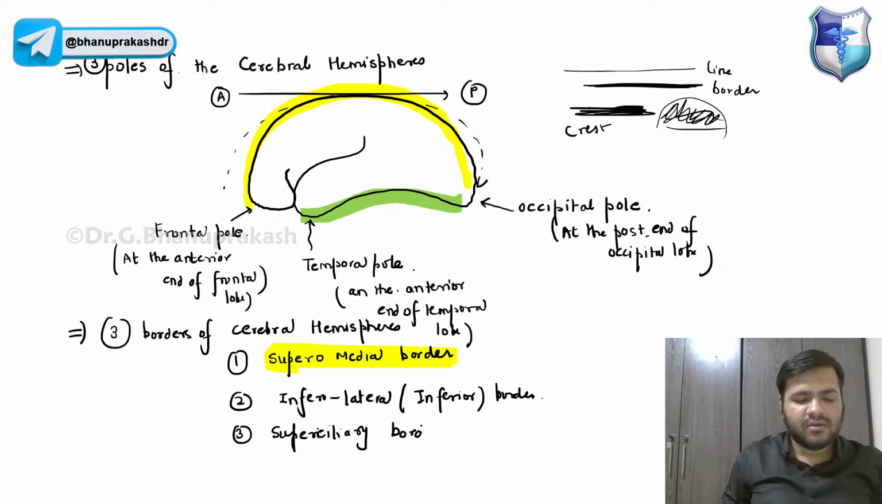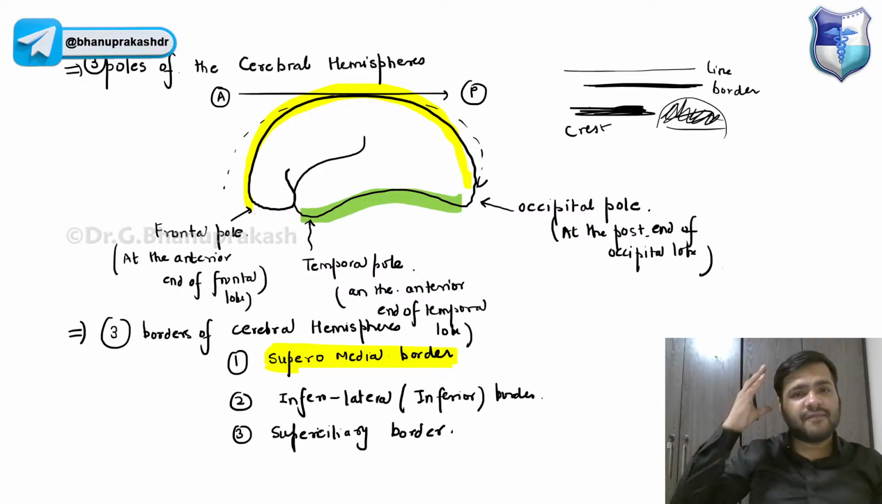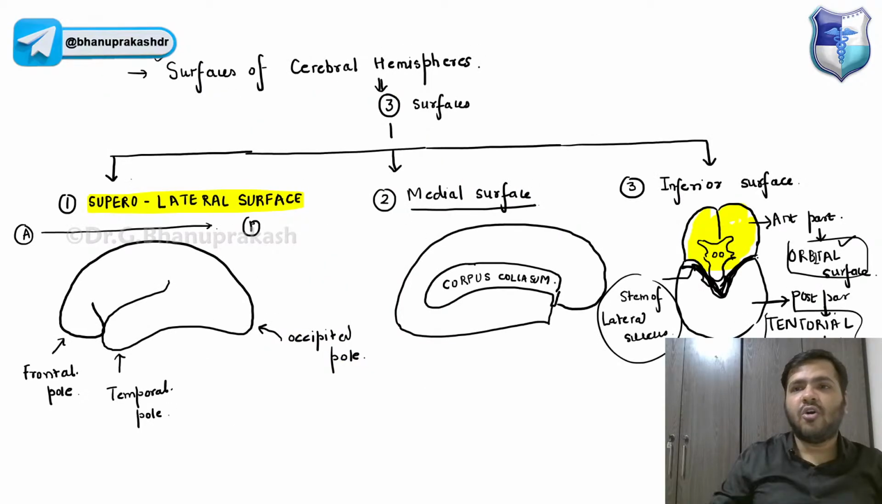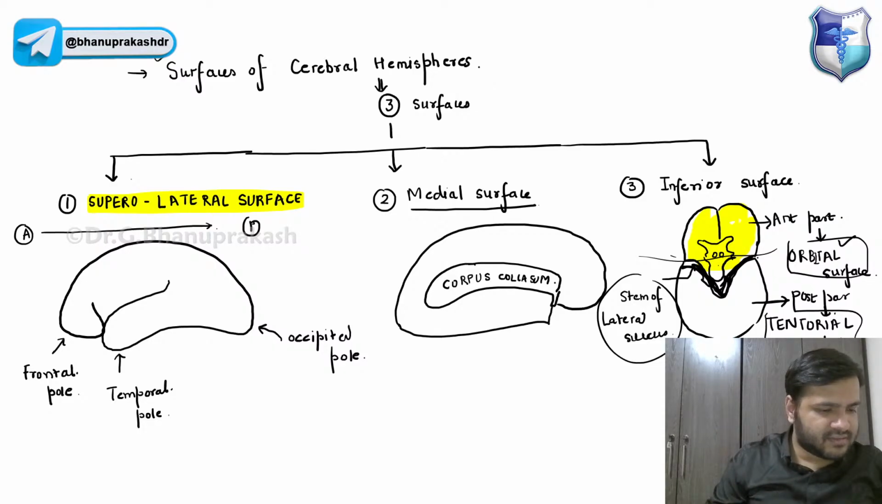Superciliary border, right? Now remember guys, it is a curved border. Basically it is separating the lateral surface from the orbital part of the inferior surface. You already know we have the lateral surface, right? Lateral surface and the orbital part of the inferior surface. So just remember, guys, right?